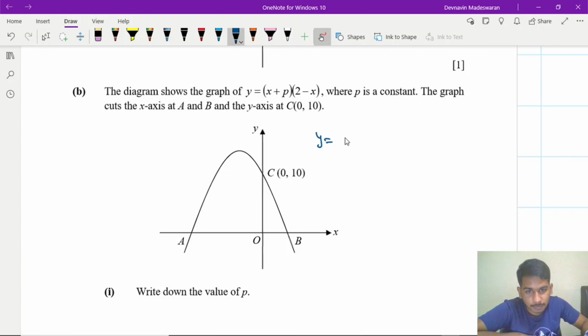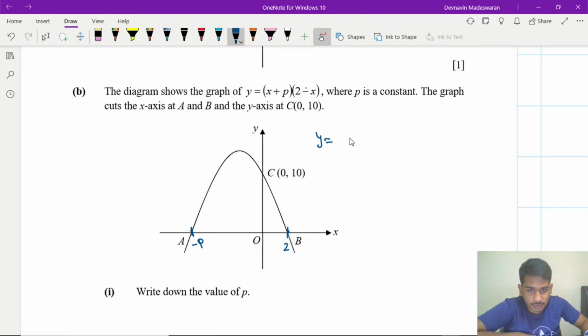Expanding will help, but first of all, we know that this is going to be 2 because when y is 0, this has to be 0 or this has to be 0. So this is x equal to 2, or this is x equal to negative p, right? This is negative p because it's a negative value, and 2 is positive for sure, p is some value. Okay, anyways, we have those things.